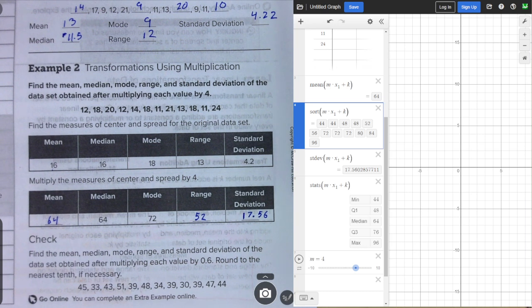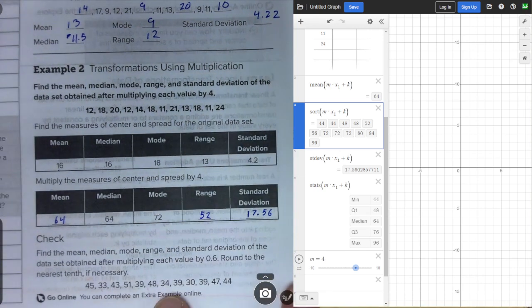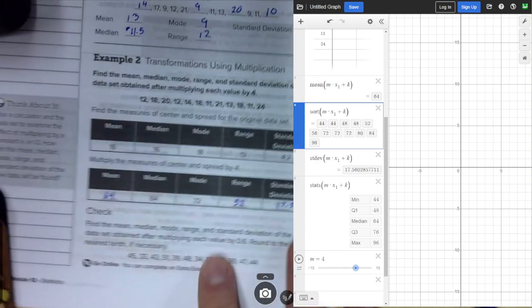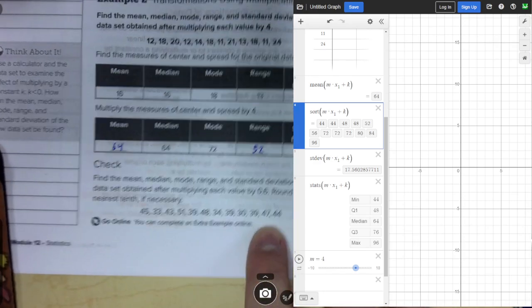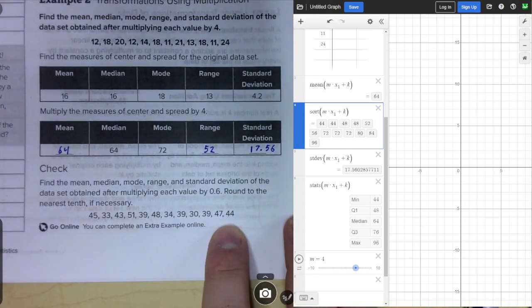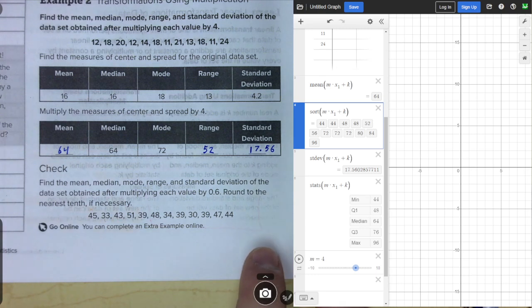Check: find the mean, median, mode, and standard deviation of a data set after multiplying each value by 0.6, round to the nearest tenth. All right, so they give us a new data set down here at the bottom, and we need to find mean, median, mode, range, and standard deviation.